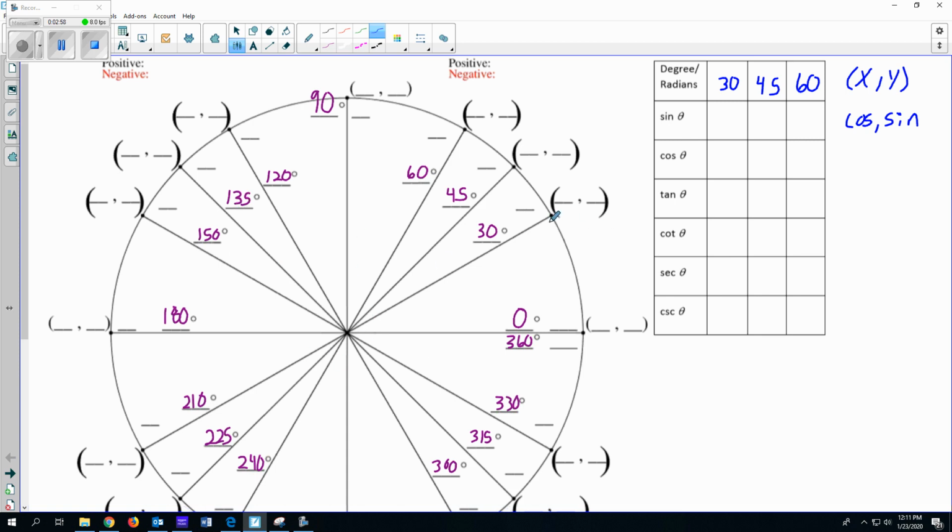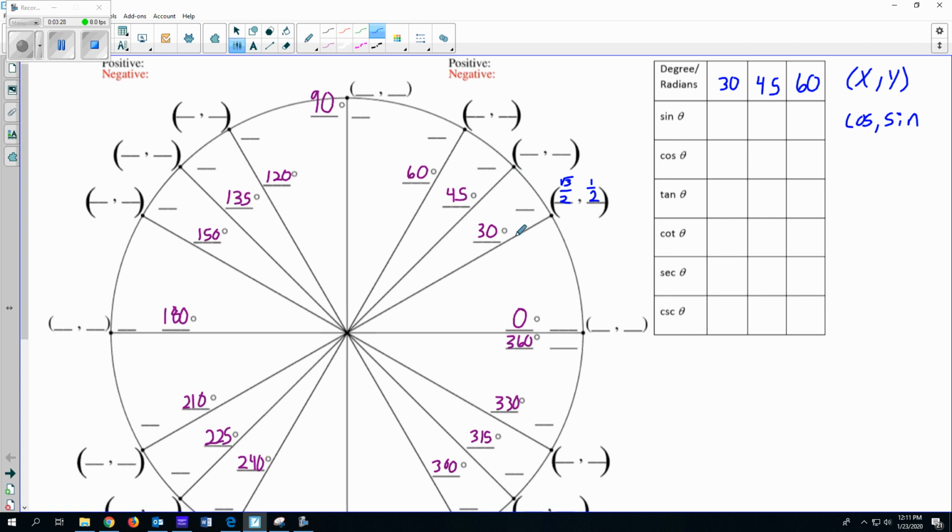Okay, so right here at 30 degrees, you're going to have square root of 3 over 2, and then your y value is 1/2. So that's actually going to be your cosine and sine values right here. But we'll fill this out in a moment.